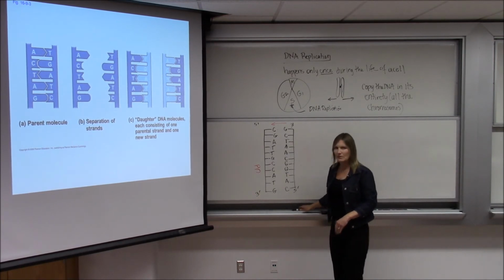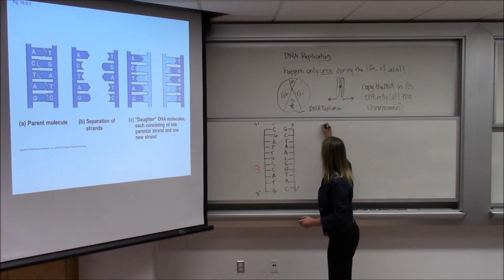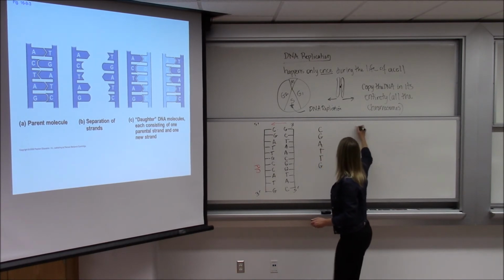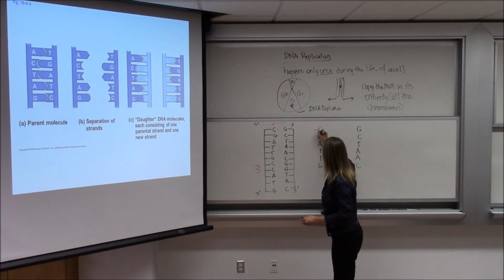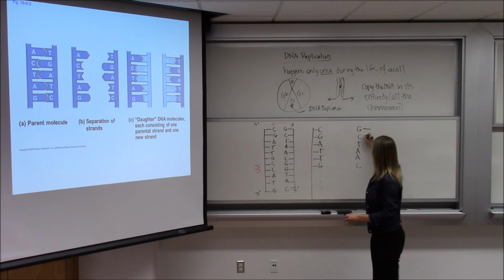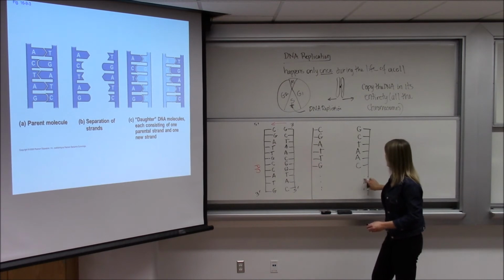I know it seems tedious, but it's very, very important to understand how this happens. So let's split this apart. I'm only going to do part of the strand. Here's the other half. So remember complementary base pairing: G, C, T, A, T, C, G. So we've split this apart, and so on and so forth.